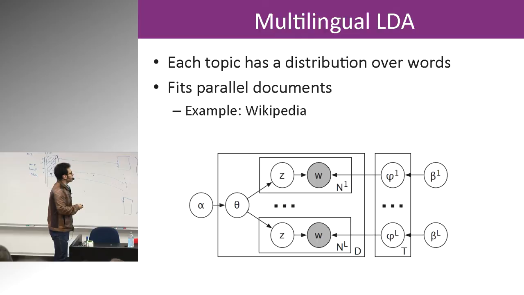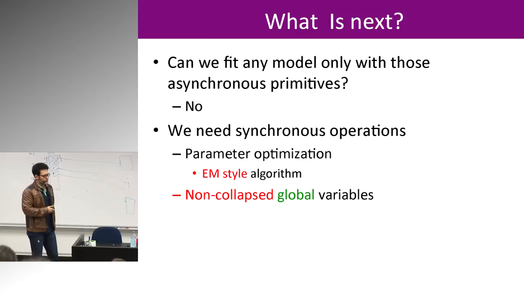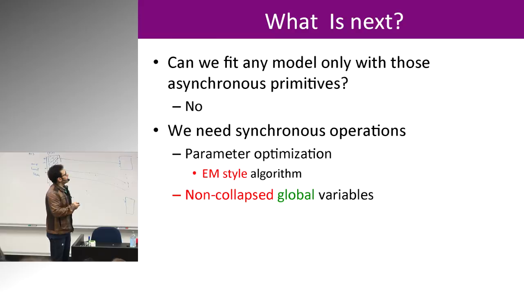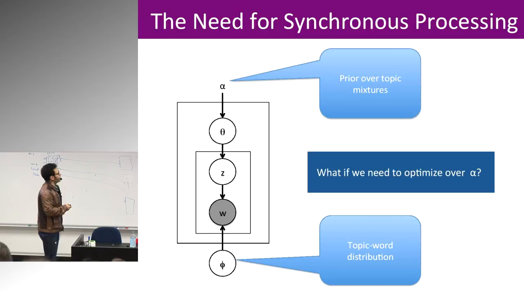So is this asynchronous algorithm all we need in order to do inference in any graphical model? The answer is no, because we still need some synchronous operations. For example, if you want to do parameter optimization, or an EM-style algorithm, or if you have non-collapsed global variables, this doesn't work. To see why, let's go back to our LDA example. In this case, we won't assume that alpha is fixed, but we want to optimize alpha. So now alpha is not a count.